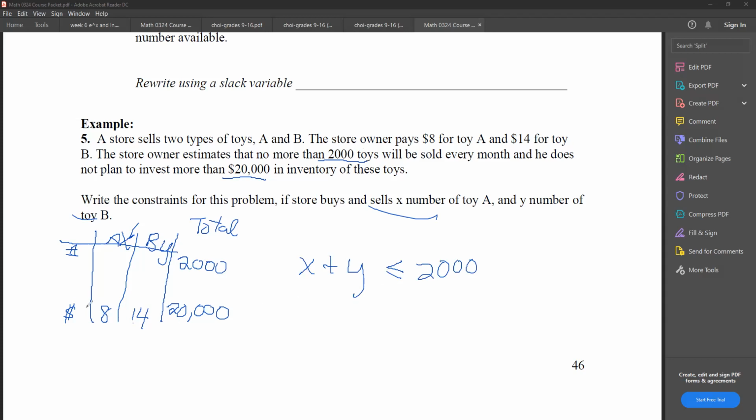This next one, I can just read across the row. It's 8x plus 14y is less than or equal to $20,000. All right, so these are what they call constraints for a simplex tableau problem. Then all I would do is add two slack variables, S1 and S2, to turn the inequalities into equalities.